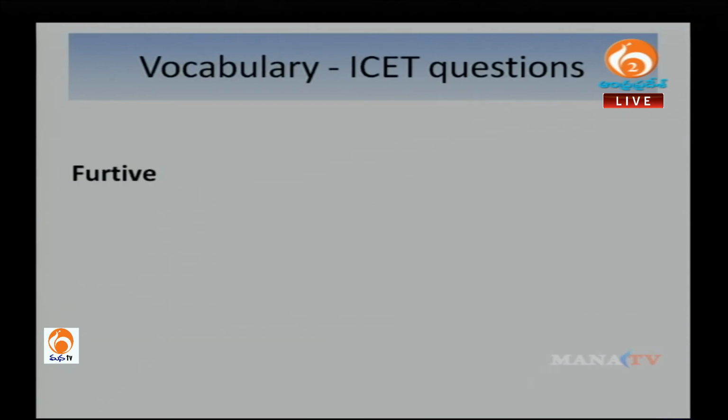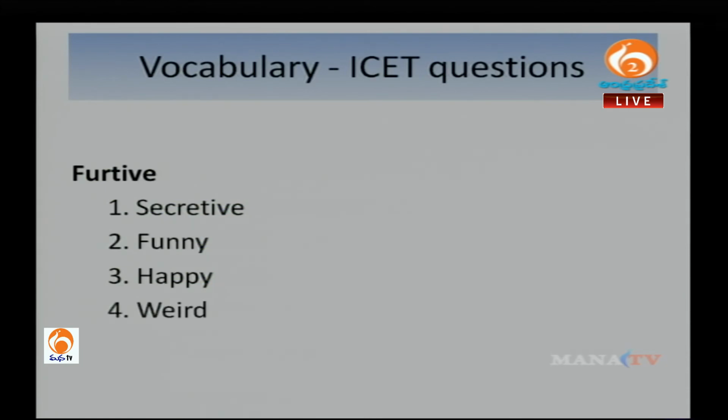Furtive. Furtive is the next word. Let's see what are the options that they have given. Secretively, secretive, funny, happy, weird. Okay, so while we are doing this, let's also learn the meaning of these few words that they have given over here. You should know what is secretive. Secretive is, you're not trying to tell everyone, right? It's just equivalent to the word secret. Secretive means doing some work keeping it secret, that is called secretive.